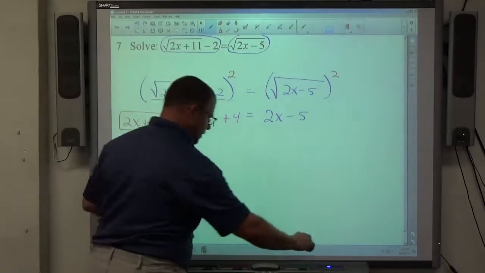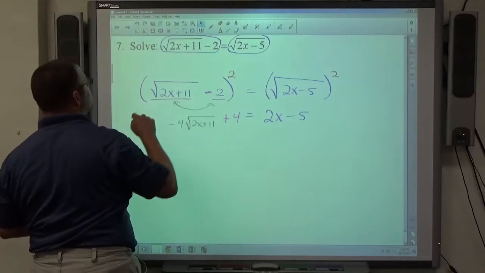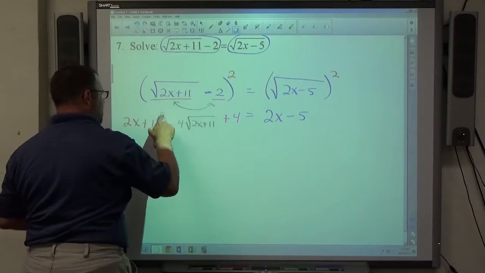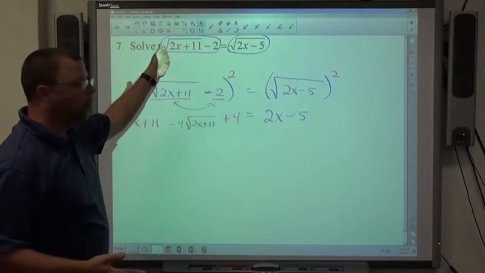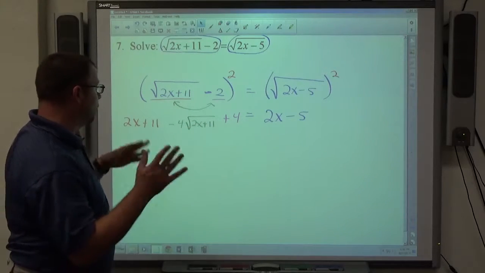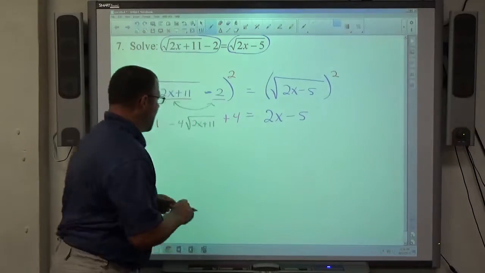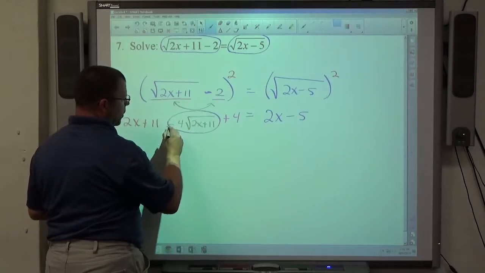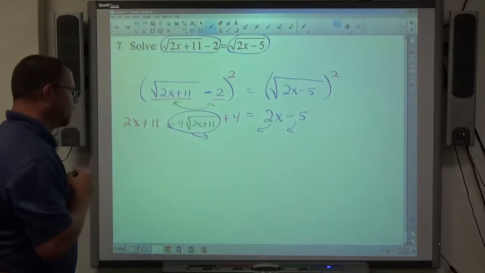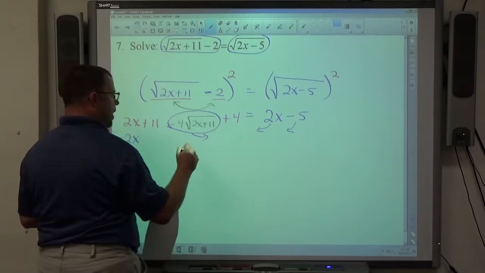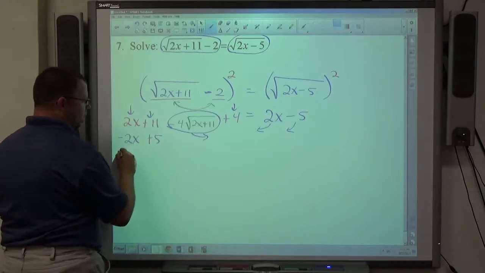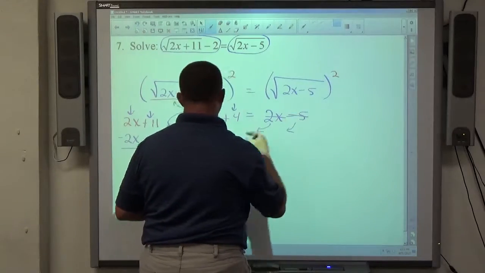Now once I've done all this, squaring both sides there got rid of one of the two radicals in the expression. So the next thing I have to do is get rid of the second radical. I want to move everything to one side. I personally like my radical term to be positive, so I'd move this negative 4 times the square root of 2x plus 11 over to the right-hand side, and slide the 2x and the 5 over to the left-hand side. So I'm going to get a minus 2x and a plus 5. I lined up like terms.